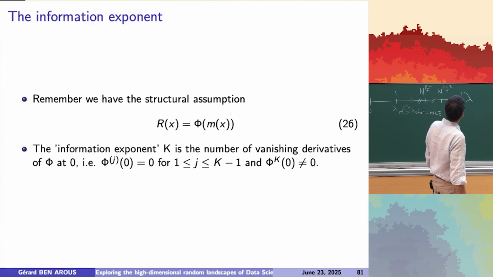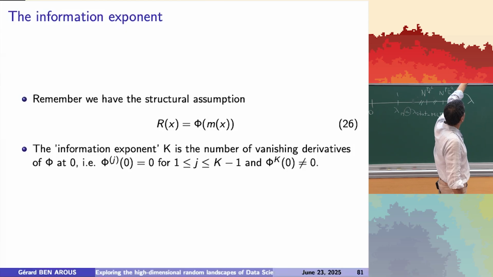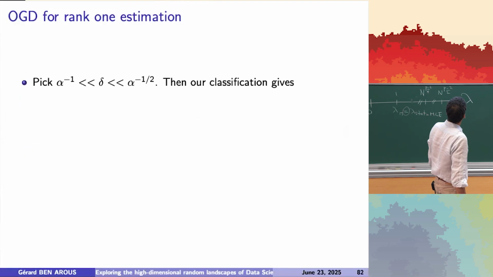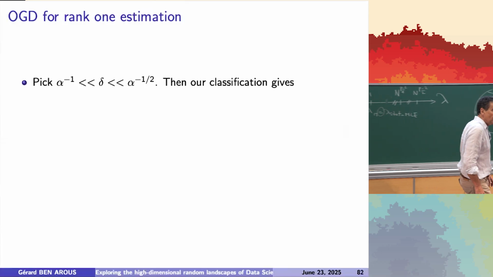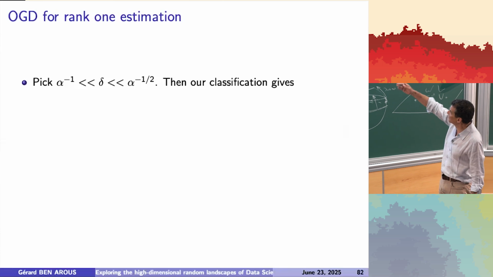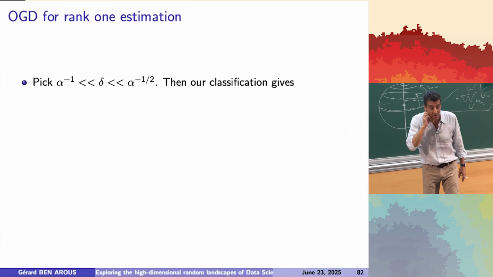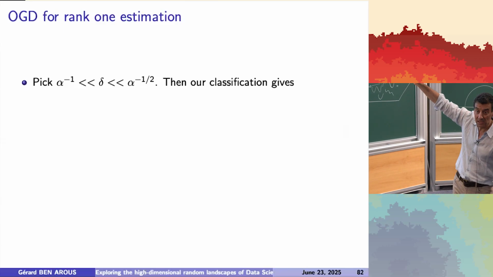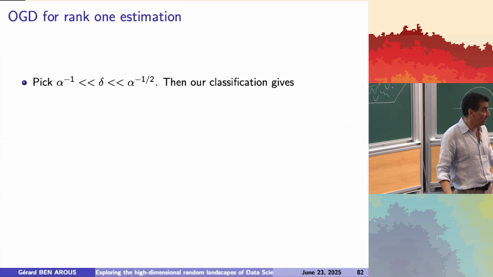So here's the structure. I assume that the population loss, as I said, is a function of one variable, this m of x, which is like the latitude here. The information exponent is the number of vanishing derivatives at 0, as we said before. It's 1, 2, or 3, whatever. Then I have to pick my step size between alpha to the minus 1 and alpha to the minus 1/2. Remember, alpha was the ratio between the number of data and the dimension, so the step size has to be chosen depending on the dimension and how much data you have.